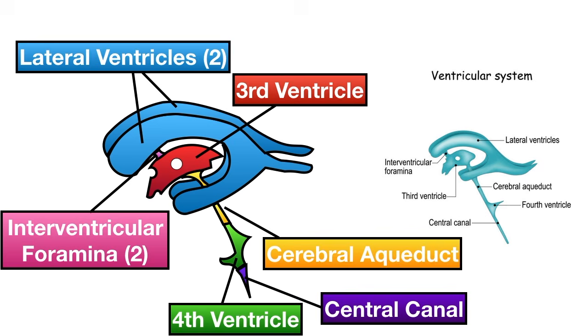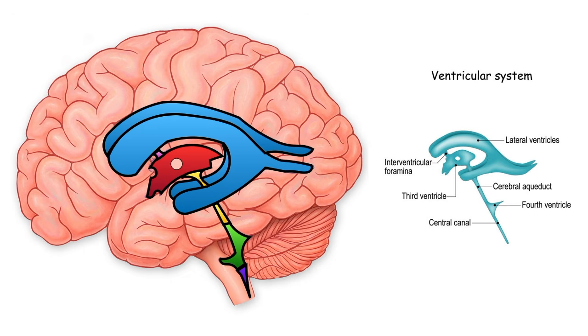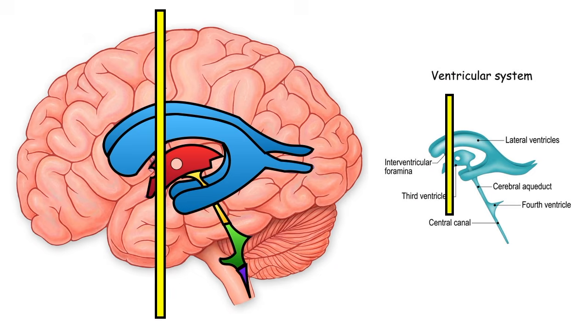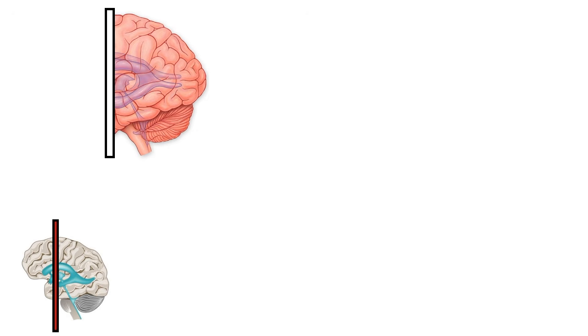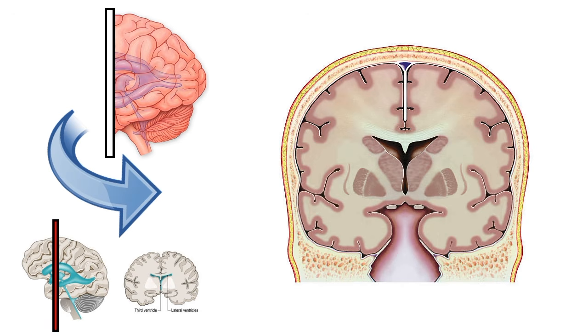Now that we have a good understanding of what the ventricles look like from the side, let's view them from a coronal or frontal section. In order to get this view, we're going to take a knife and cut the brain, remove the front portion, and then spin the brain so we're looking directly on where we just made the cut. You can use the images in the bottom left as a reference.